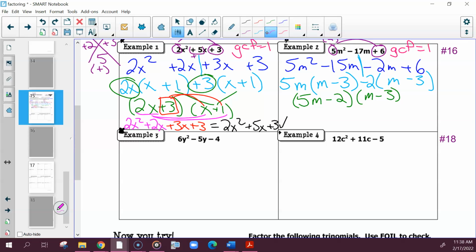Just to make sure this works, I'm going to distribute it back out. 5m times m would give us 5m squared. 5m times negative 3 would be negative 15m. Negative 2 times m would be negative 2m. Negative 2 times negative 3 is positive 6. Combine these two like terms and you get 5m squared minus 17m plus 6, which was the original.